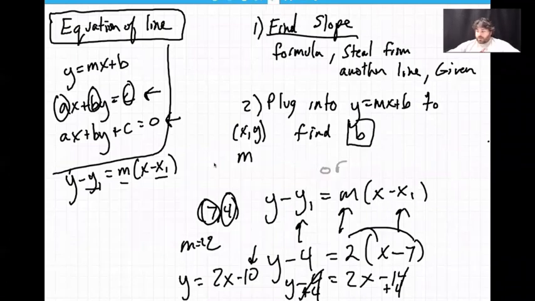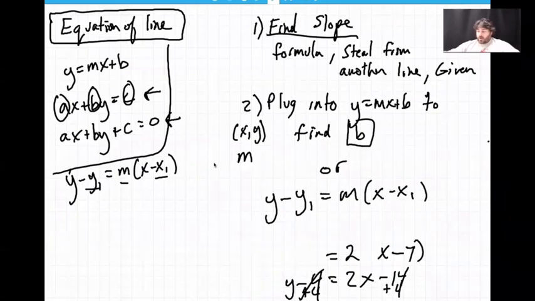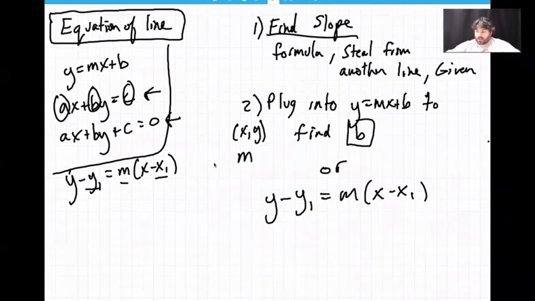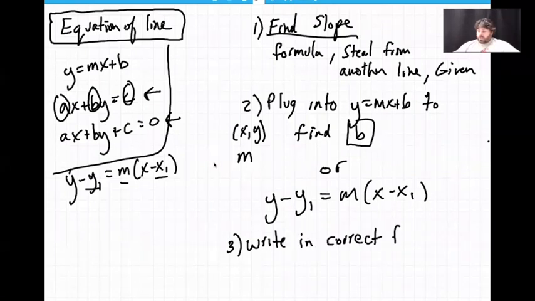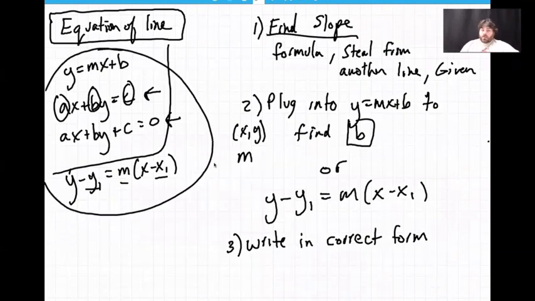All right, so those are your choices. You either use y equals mx plus b, or you use y minus y1 equals m times x minus x1. Then thirdly, you have to write it in the correct form. Okay, so do they want you to write it in slope-intercept form? Do they want you to write it in standard form or general form? Okay, these 3 or 4 forms over here, all the answers are going to be in one of these forms, and you got to make sure you write it in that form. So that's another thing you want to make sure that you're able to do.